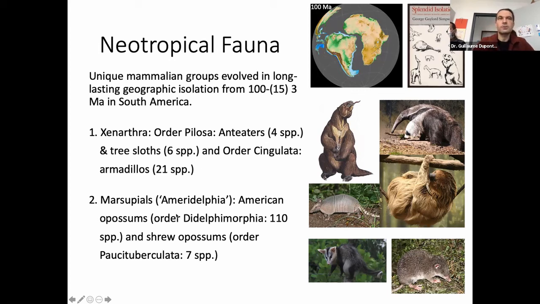And then we have the South American or the American marsupials, which are sometimes called Ameridelphia. This is a paraphyletic clade, so it's just a concept to put this into some order. They include the opossums. This is the richest group, the order Didelphimorphia with 110 species. And you see one opossum here. And the shrew opossums here, a small group of these insectivores.